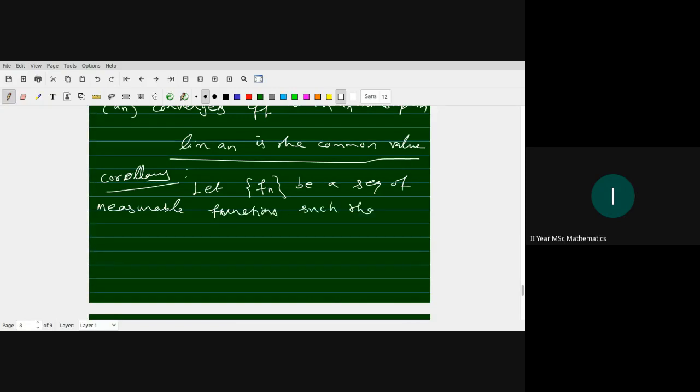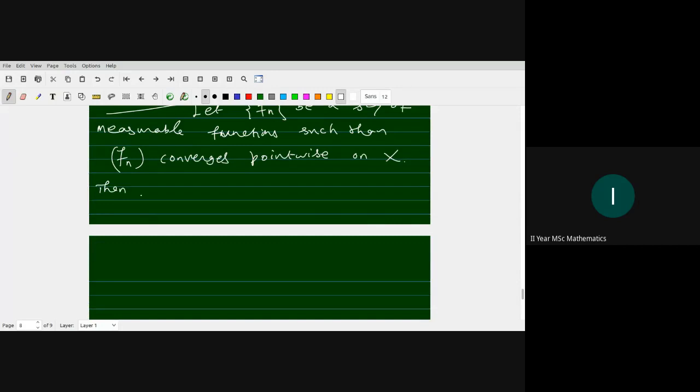Such that fn of x converges pointwise for all x in capital X. Then the limit function, the pointwise limit of fn, if fn are measurable, the limit is also a measurable function in x.